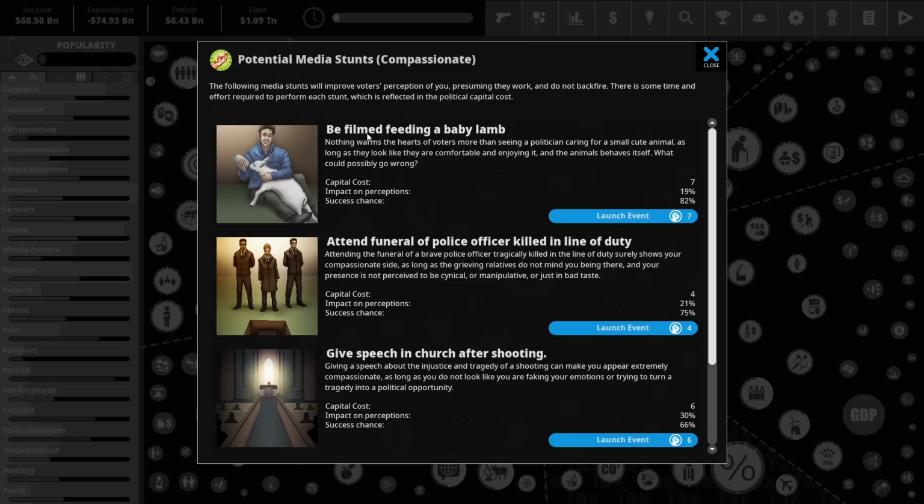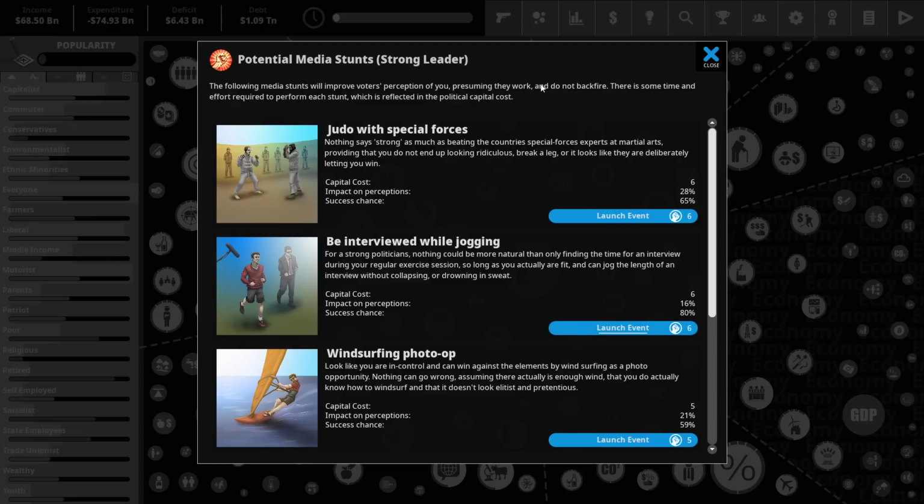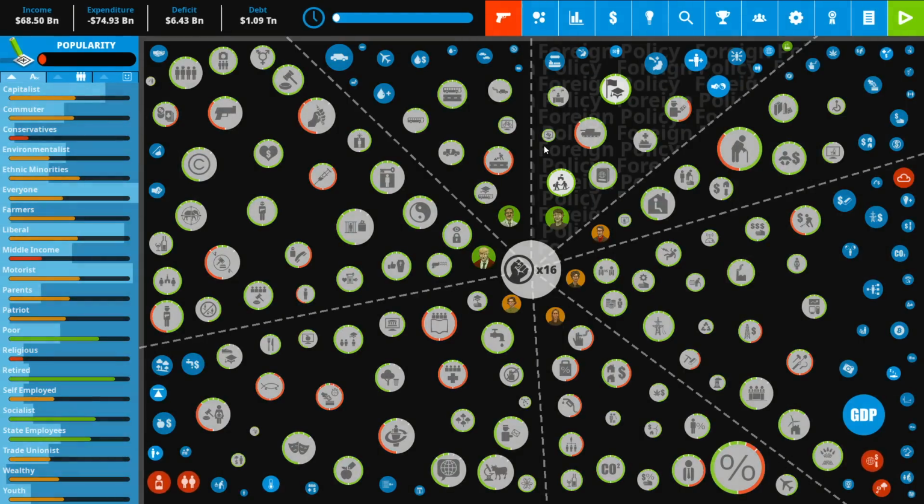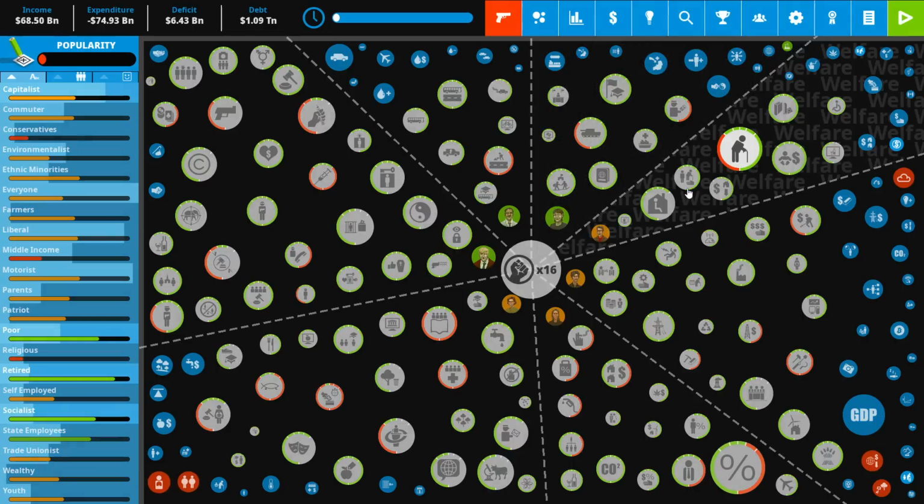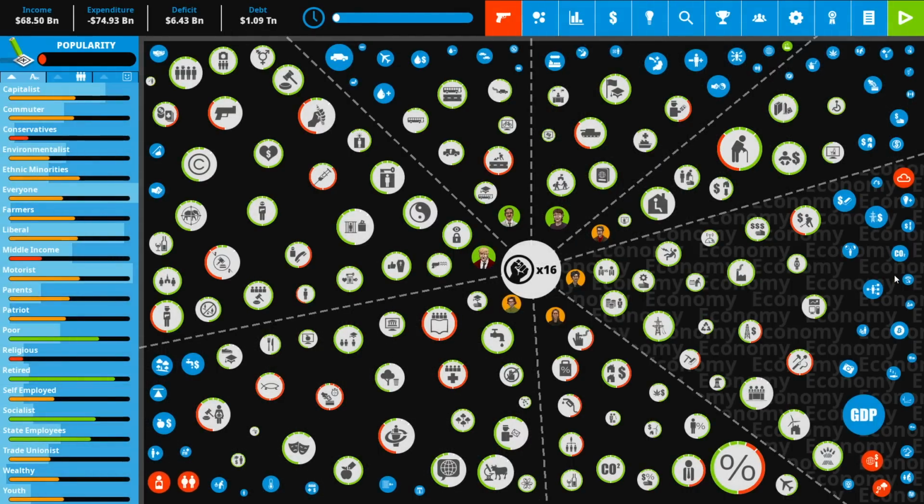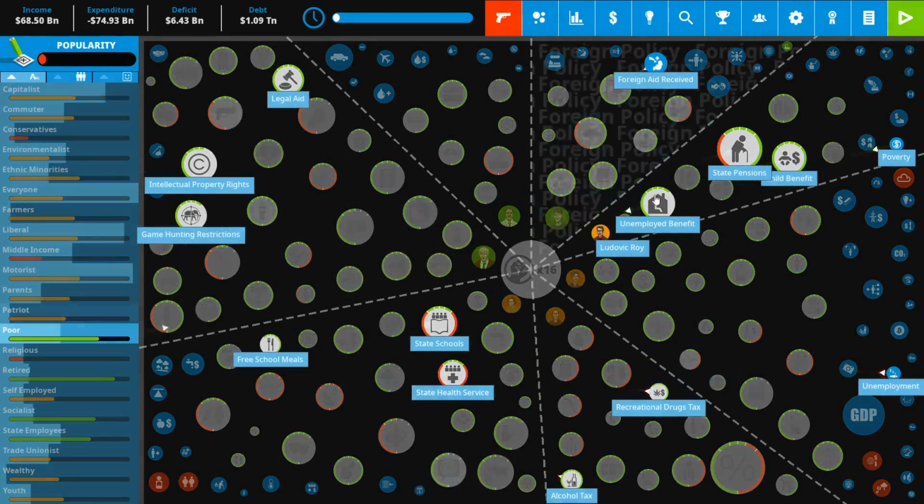So if this works, it'll make us look very much more compassionate. We could also do a stunt to look like a strong leader, do a little bit of judo, be interviewed while jogging. Yeah, that's actually fairly successful. I don't think we'll spend political capital on that right now, because I'd rather fix some problems earlier and maybe spend political capital a little bit more as we get closer to an election, especially to boost whatever might be low. But the other thing is anything I can do now to improve the situation of the nation, but also please voters this way. That's another good way to get elected.